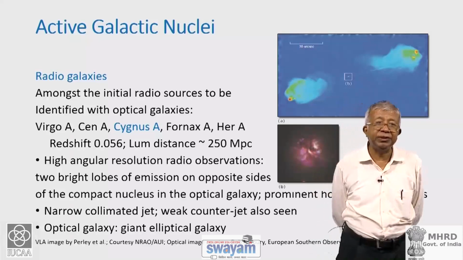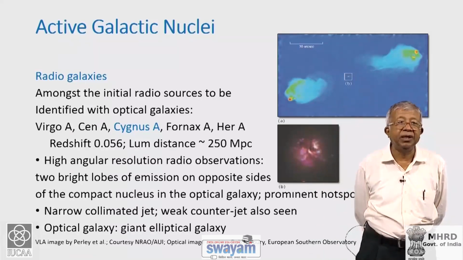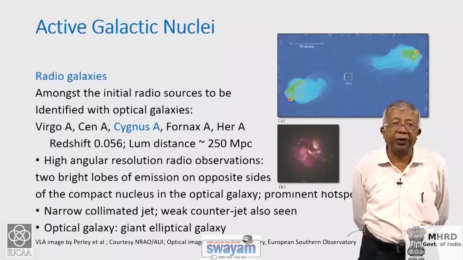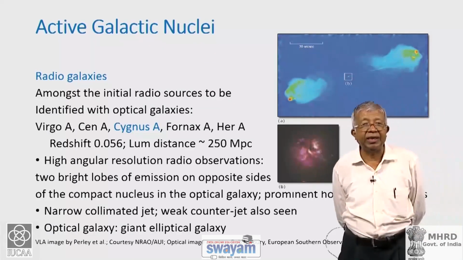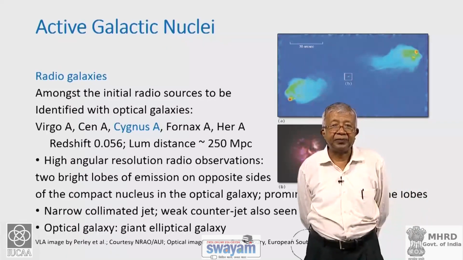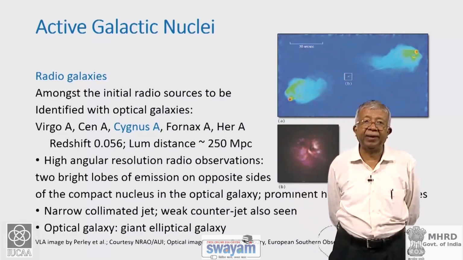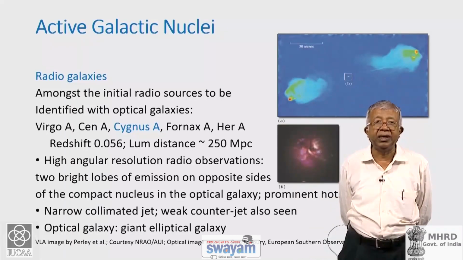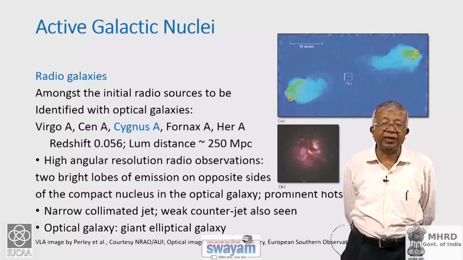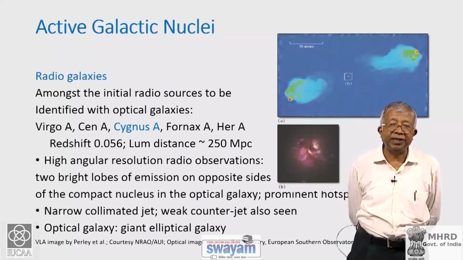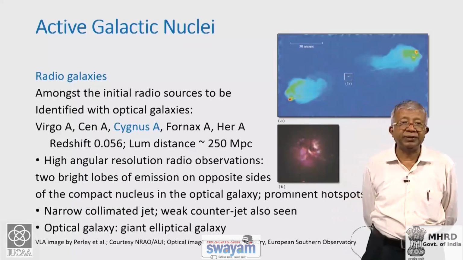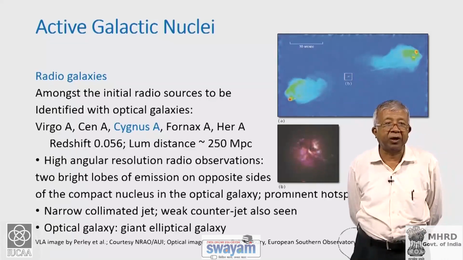Amongst the initial radio sources to be identified with optical galaxies were Virgo A in the Virgo cluster, M87, that is the image you saw in the first slide, Centaurus A, Cygnus A, Fornax A, Hercules A, and these were easy to identify because in those days the resolutions were very poor compared to what we have today, and with the poor resolutions the images look very large, and for more distant objects there could be many galaxies associated with it, whereas for the nearby galaxies it was easy to find out what the optical object was.